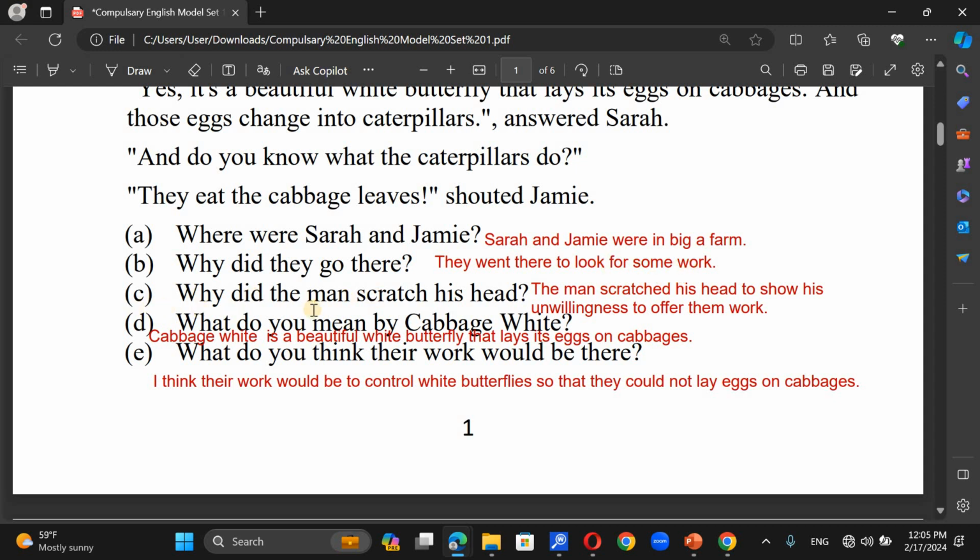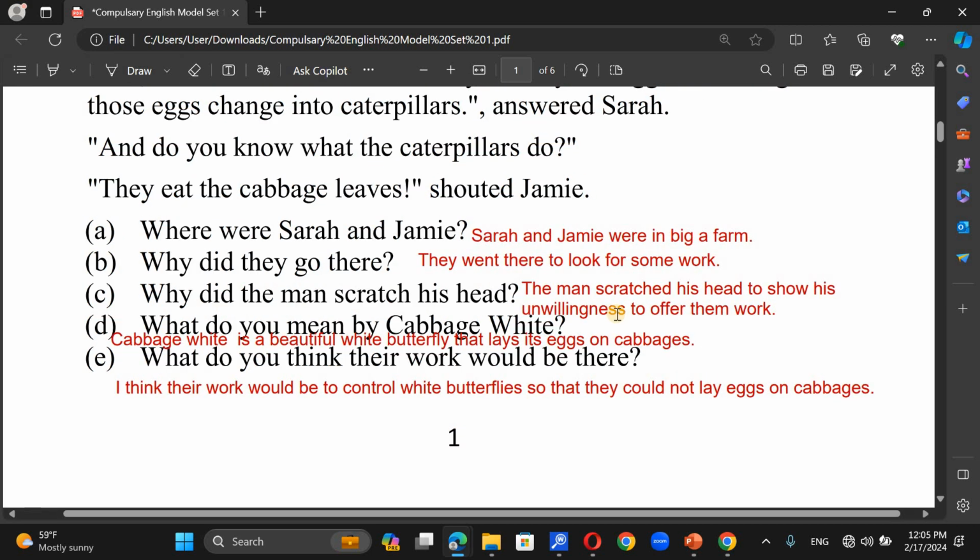Now see. Why did the man scratch his head? The man scratched his head to show his unwillingness, means hesitation. He didn't like to offer them work. They were very young. Okay.